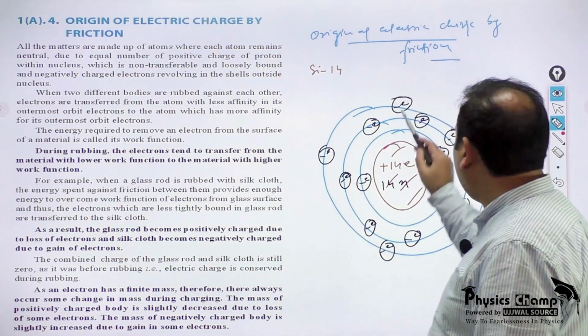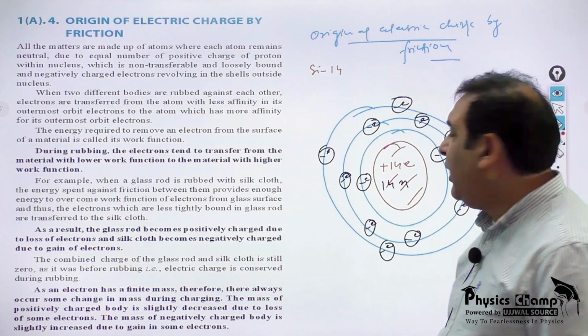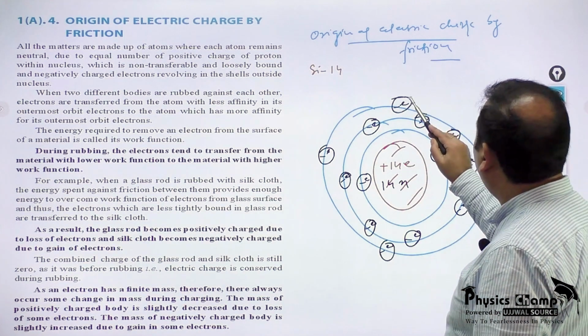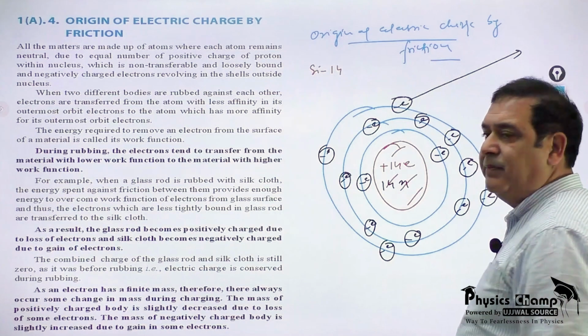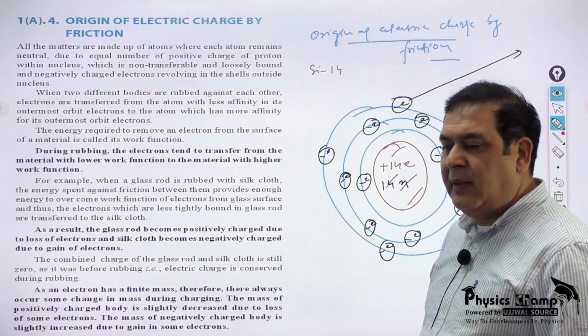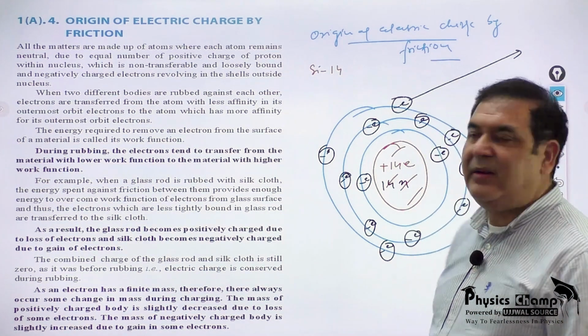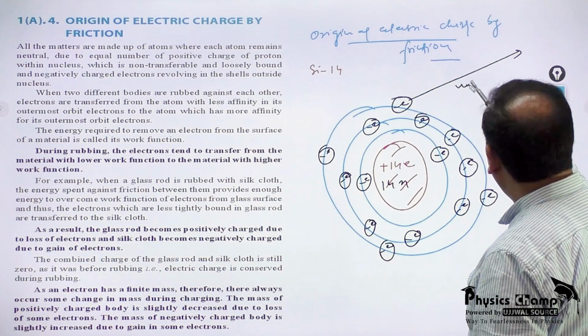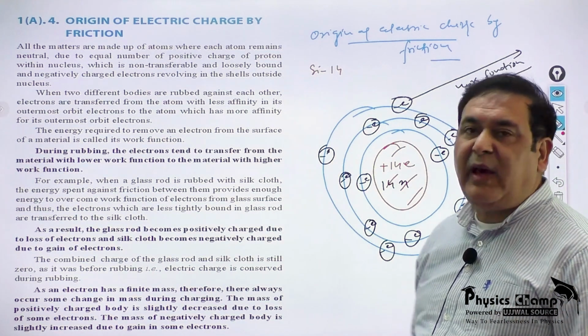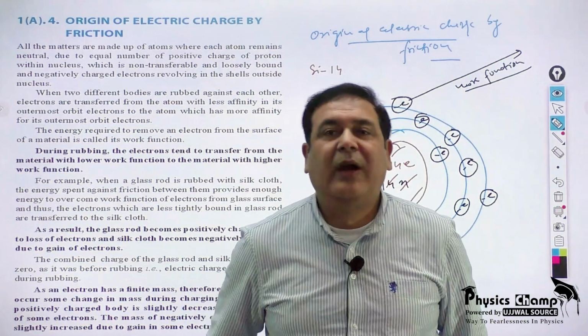Now in this outermost orbit, if I want to knock out one electron from it, the energy required for that will be called the work function. So work function is the energy required to knock out the electron from the orbit.